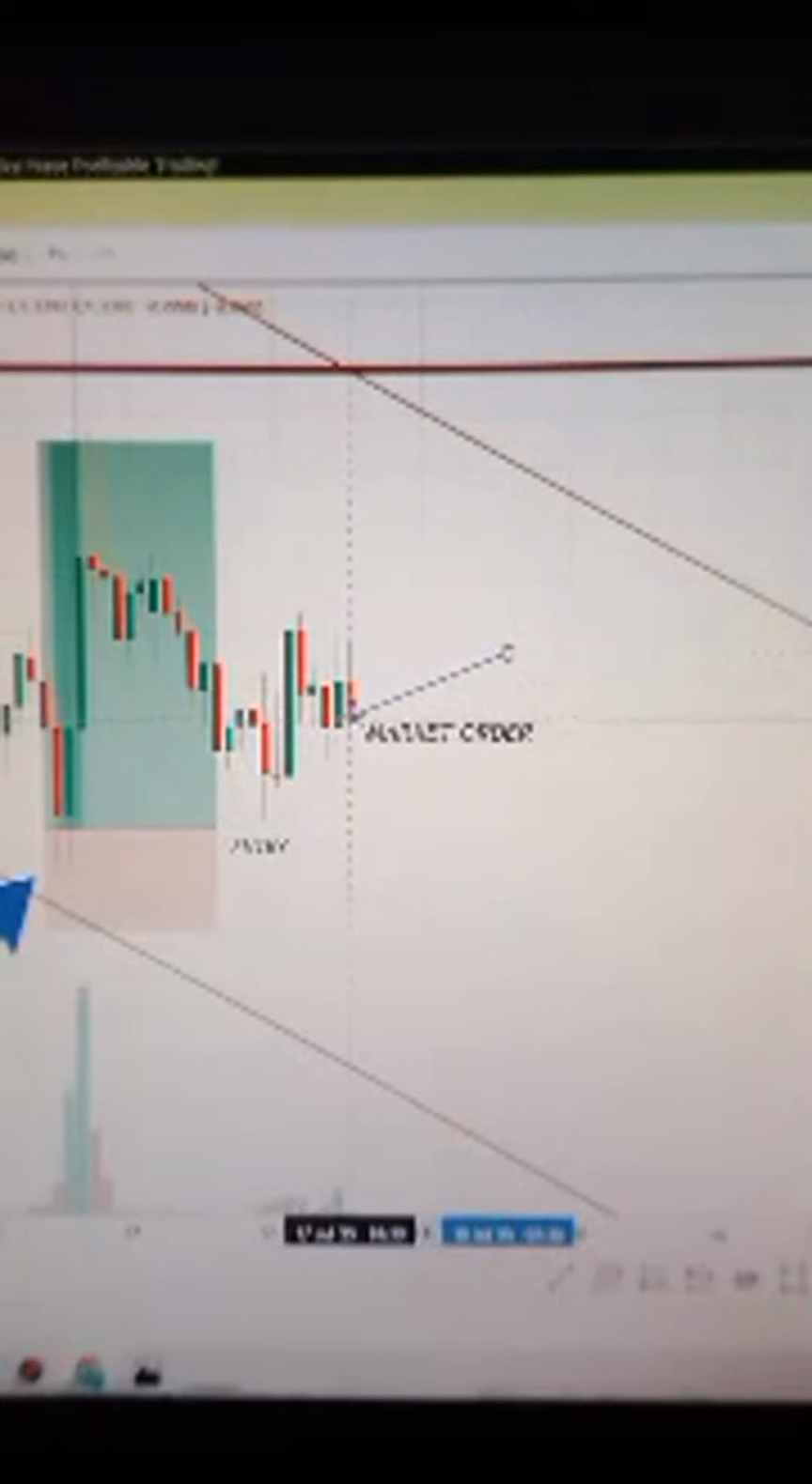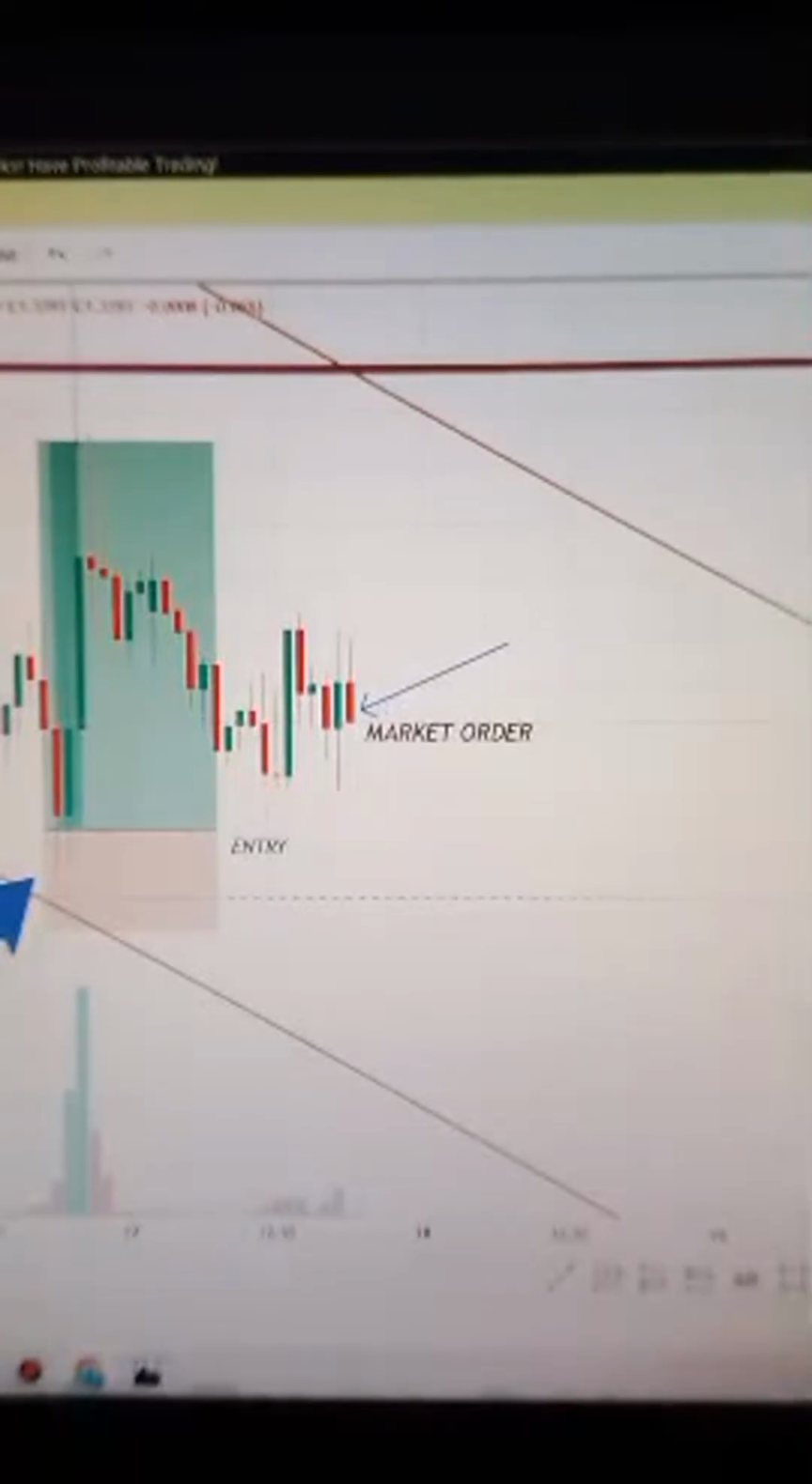So look at it here. If you are taking your trade based on this, you're taking that trade based on market price. And what is market price? Market price is where the candle is at the time you're taking that trade, which is the current candle. That is what a market order is. You're taking that trade based on the current market price.